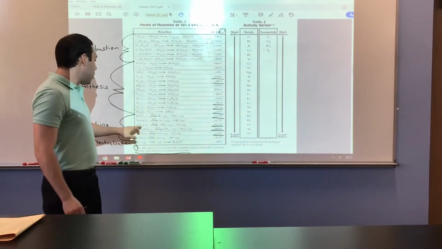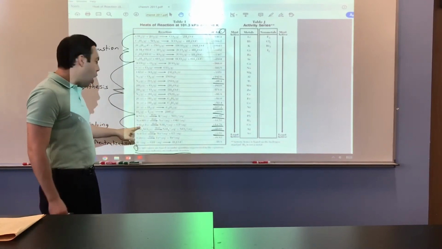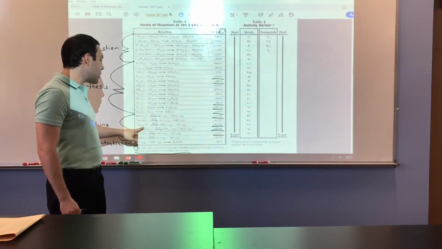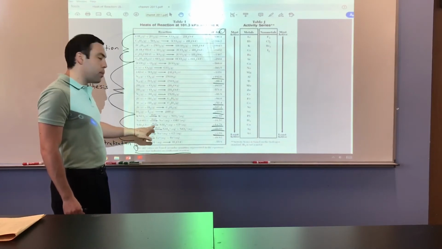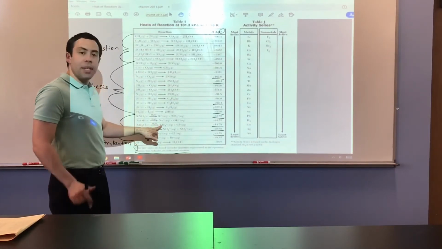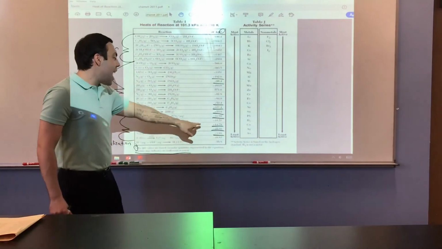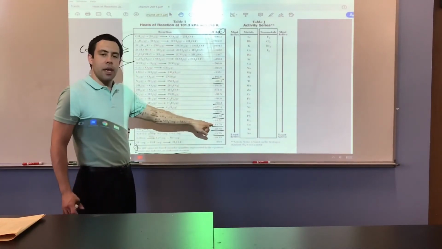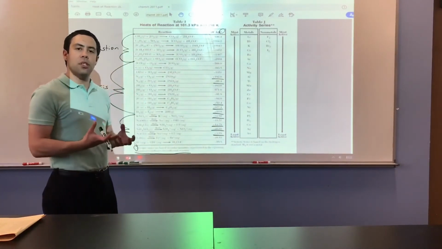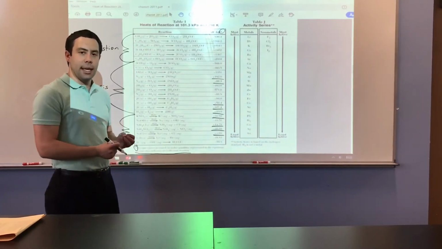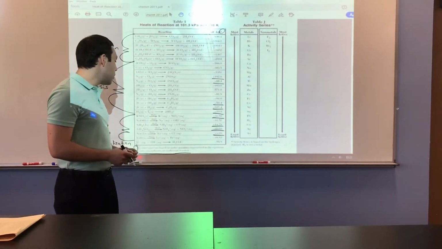So, for example, if I take down here ammonium chloride, NH4Cl, and dissolve it in water, and it breaks up into NH4 plus and Cl minus, that is an endothermic reaction. That is going to feel cold to me because it's taking in heat. That's the reaction used in ice packs.